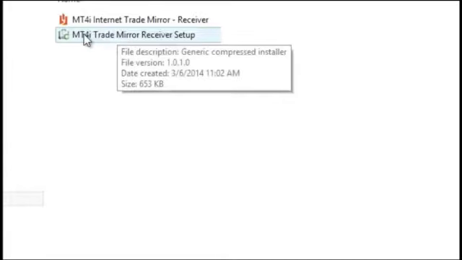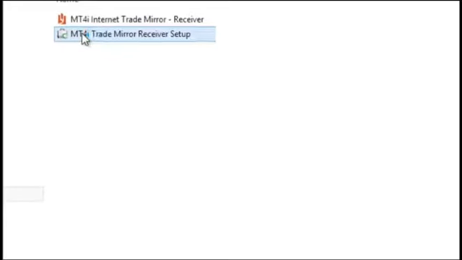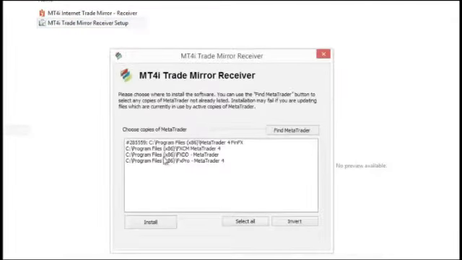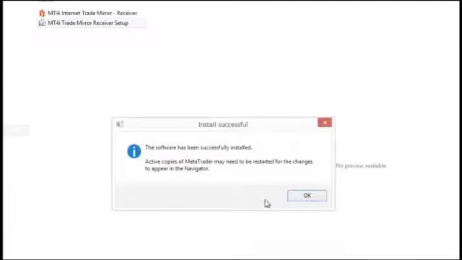All you have to do is double click on the trade copier. It's going to open up a wizard, and this is the trade copier wizard. All you have to do is click on agree. Once you click on agree, it's going to identify all of the MT4 platforms that you have installed on the computer that you're using the trade copier with. So for example, if I wanted to install it on my FXCM MetaTrader account, all I'd have to do is click on it once to highlight it and click install. That's how fast it is. That took less than 2 seconds to install it.